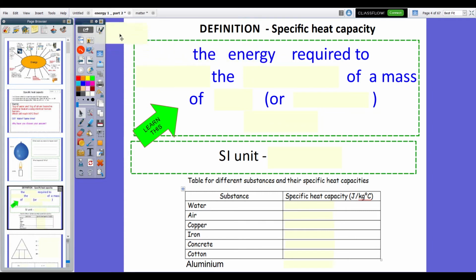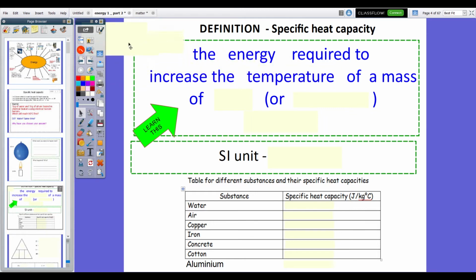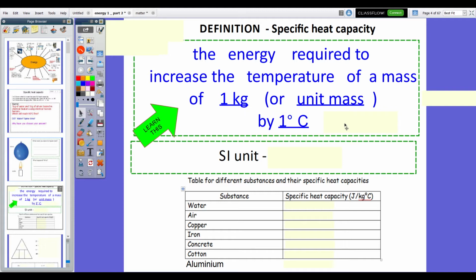What is specific heat capacity? It's the energy required to increase the temperature of a mass of 1 kilogram, or we could call it a unit mass, that's probably a better way to say it, but we can just say 1 kilogram for now, by how much do you think? By 1 degree C. It's the energy required to increase the temperature of a mass of 1 kilogram by 1 degree C. And the SI unit, the base units that we'd use for that are energy, joules per kilogram per degree C.